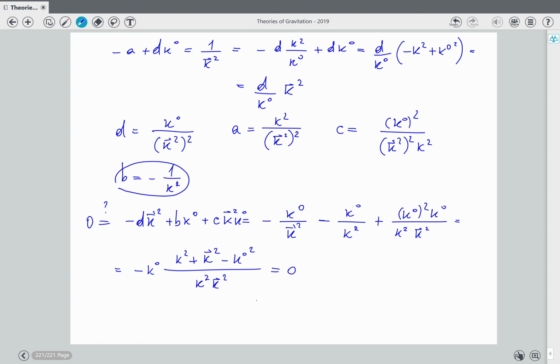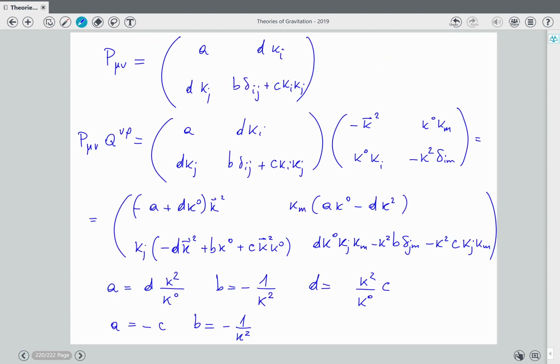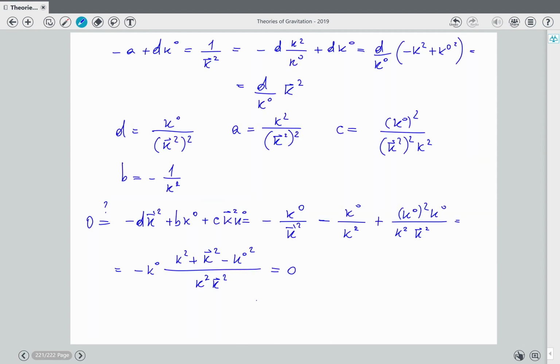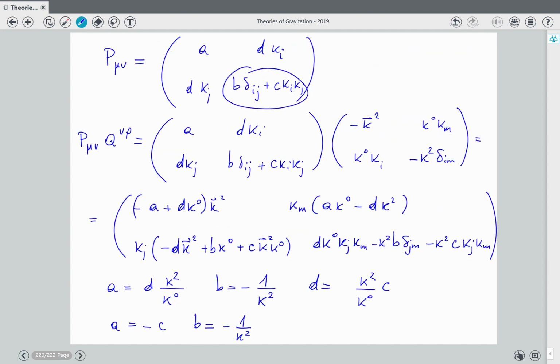You see that only B has a chance to produce anything physical because it has a pole. We can ignore all the other ones. So let's see what the propagator is, P mu nu. No, there is B and C. Also C has 1 over k squared. So you just need to focus on this part, B plus C.